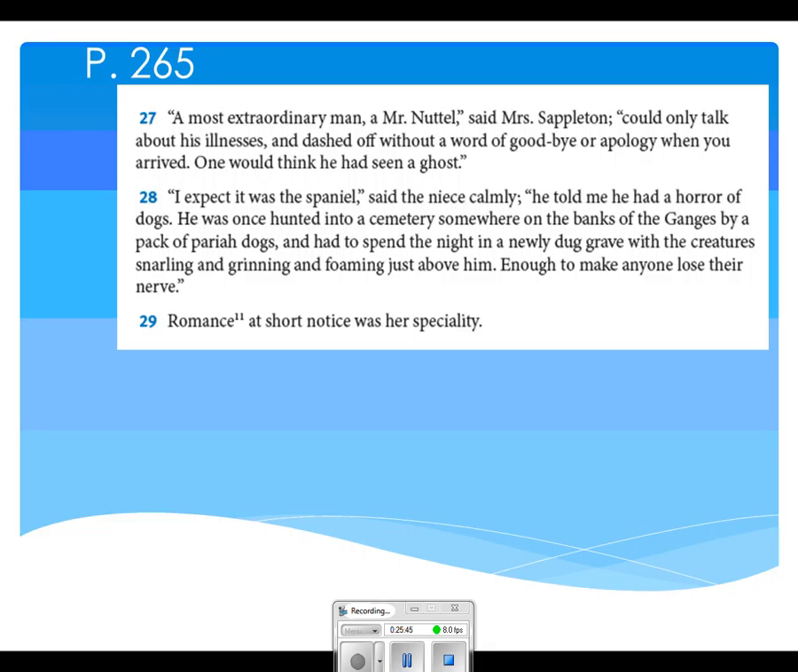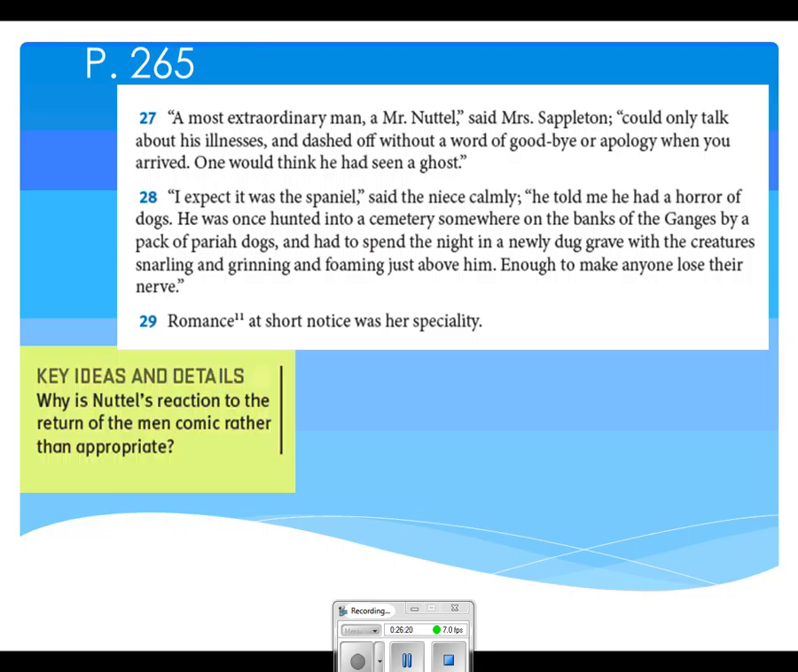What did the girl just do again? Lies. Oh, she's lying. She's like a pathological liar. Total pathological liar. And I personally love the little bit of wordplay that's happening in paragraph 27. Mrs. Stapleton going, oh, I would think he had seen a ghost. Well, yeah, he thought he did, lady. And then this cunning little girl makes this comment at the very end, enough to make anyone lose their nerve. And why was he there? He had nerve issues. So, a clever little bit there.